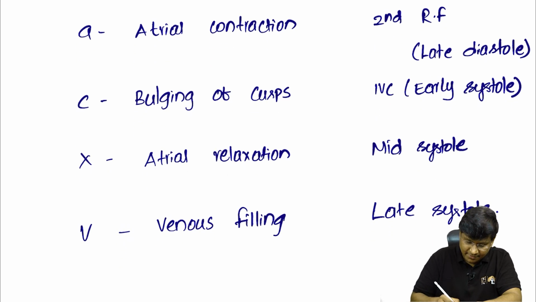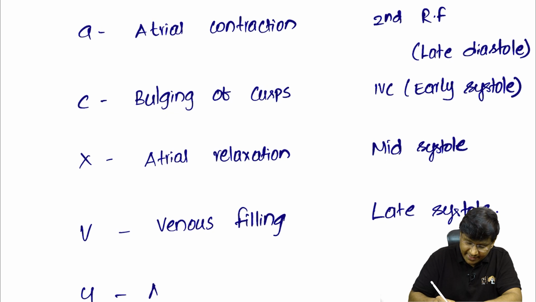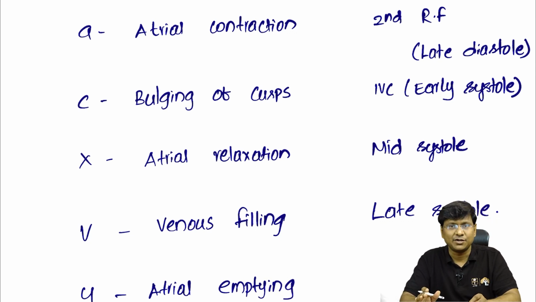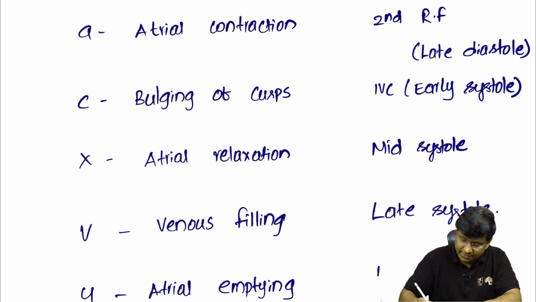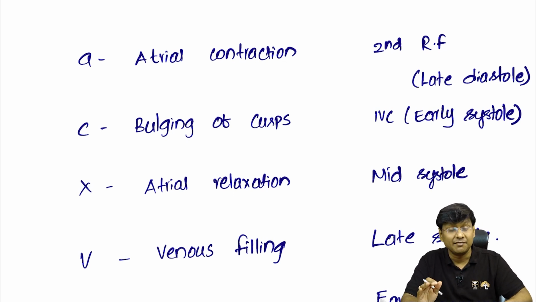Right? Then you take the Y wave. The Y wave represents the atrial emptying. During this time the AV valves will open and the ventricle will be in a state of relaxation. So this will be the early diastole, right? So these are the waves of the JVP and the corresponding events in the cardiac cycle, right?